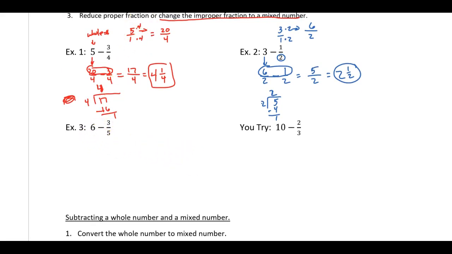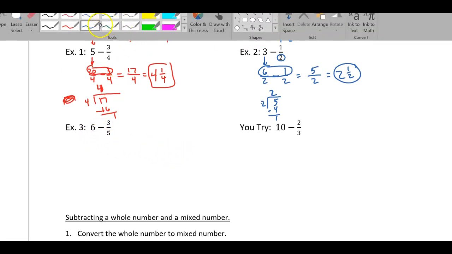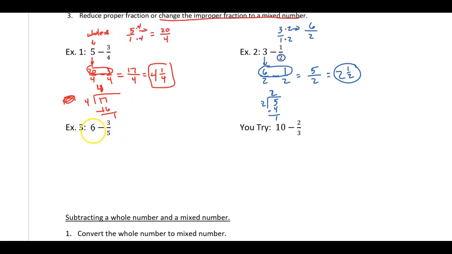The steps don't change. How do I change 6 into a fraction with a denominator of 5? So 6 over 1. I need to change this denominator to 5. So multiply the denominator by 5, multiply the numerator by 5, I get 30 over 5. So we're going to rewrite 6 as 30 over 5. Then we're going to go ahead and subtract the 3/5. So 30 minus 3 is 27. Bring over the 5.